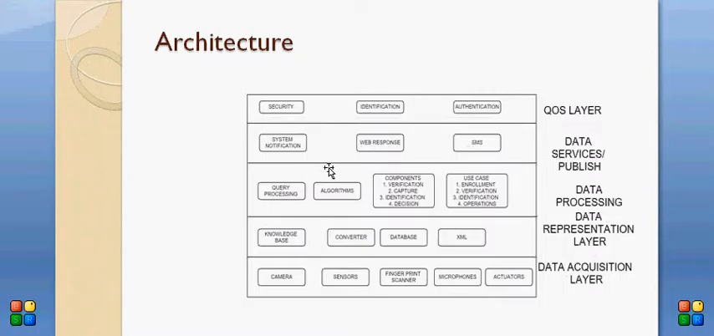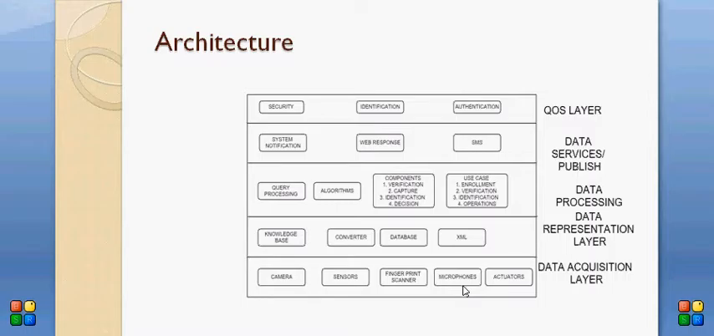is composed of 5 layers. The 5 layers involve the data acquisition layer. It depends on what the biometric system is. If it's unimodal, that means it takes one input modality, or multimodal, where it uses two or more input modalities. So assuming it's a multimodal system, we would use things like cameras, sensors, fingerprint scanners, microphones, and actuators to gather all the biometrics that we need so that we make an informed decision based on them.